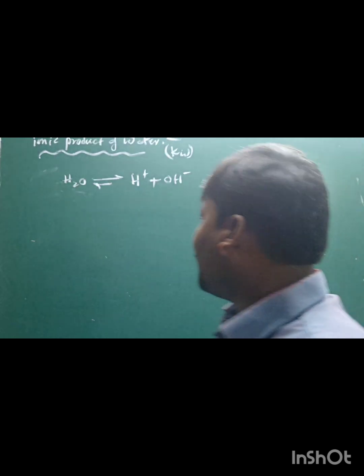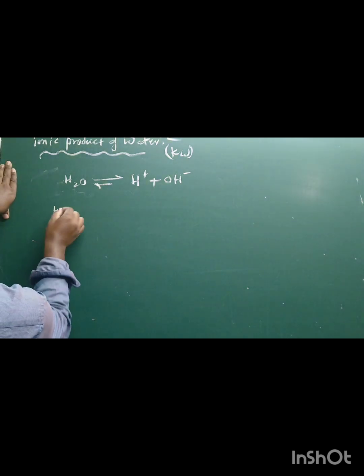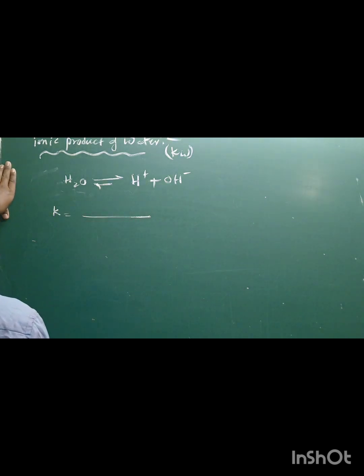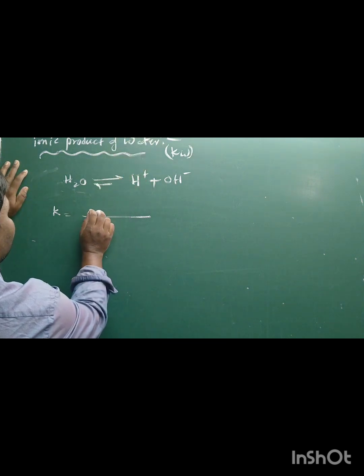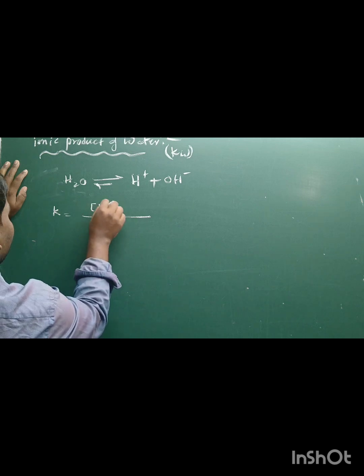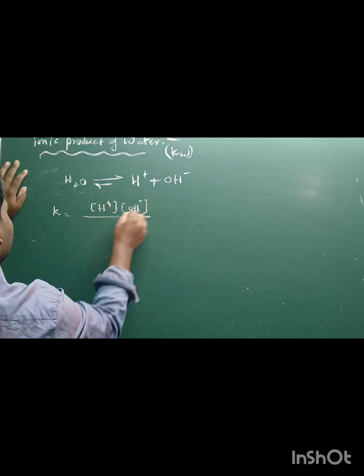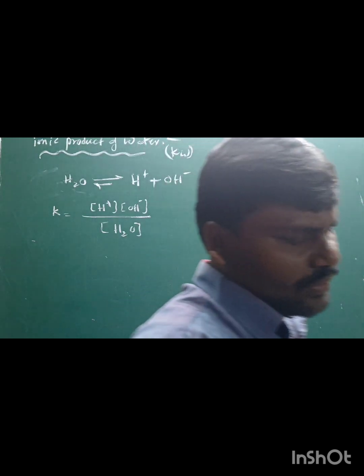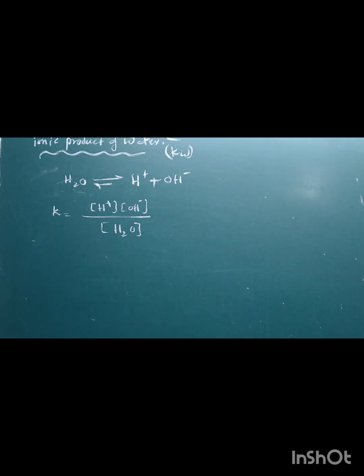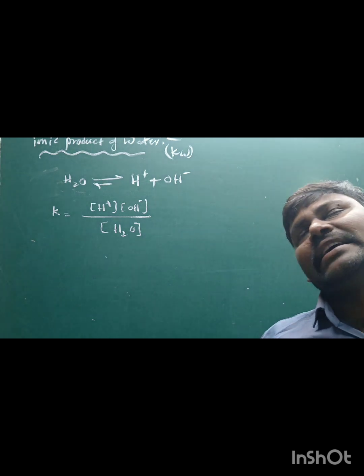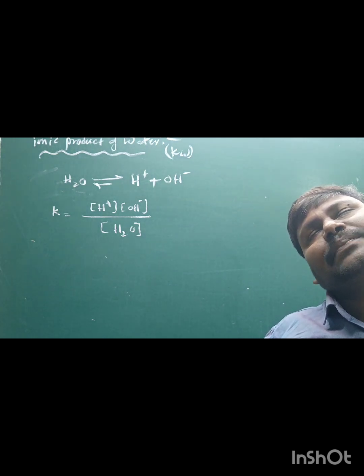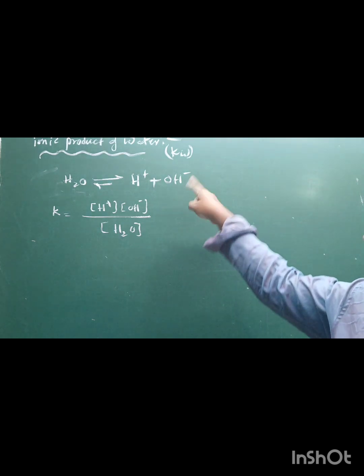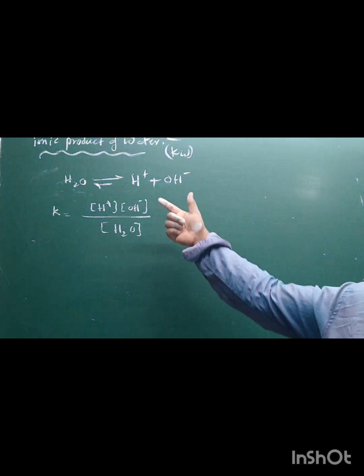By applying the law of mass action here, the equilibrium constant K is the product of the concentrations of the products to the product of the concentrations of the reactants at a constant temperature. Water is a weak electrolyte. It can behave as an acid and as a base, that is, donate and accept a proton. It can dissociate into H plus and OH minus ions.